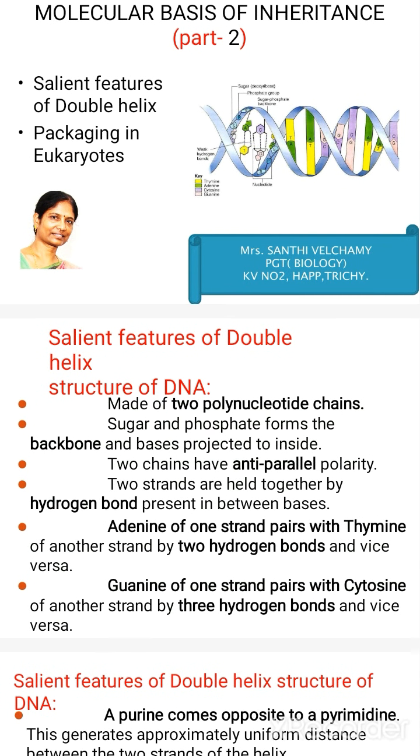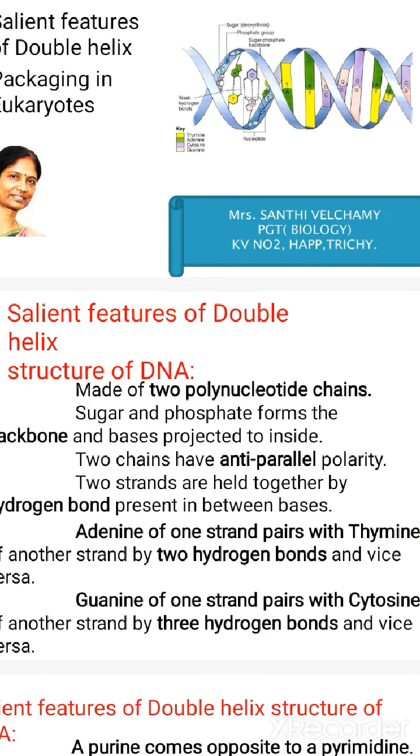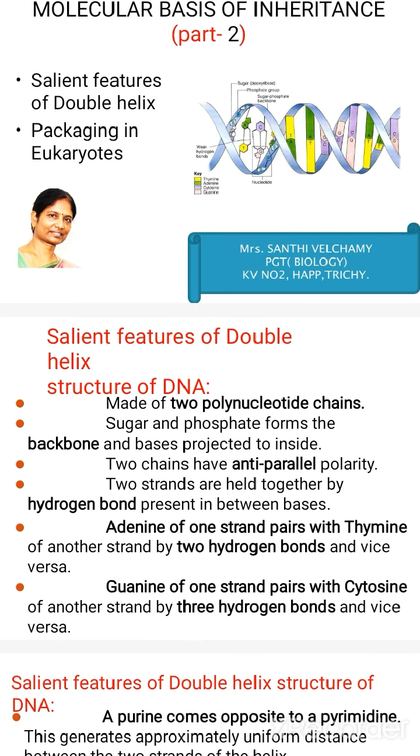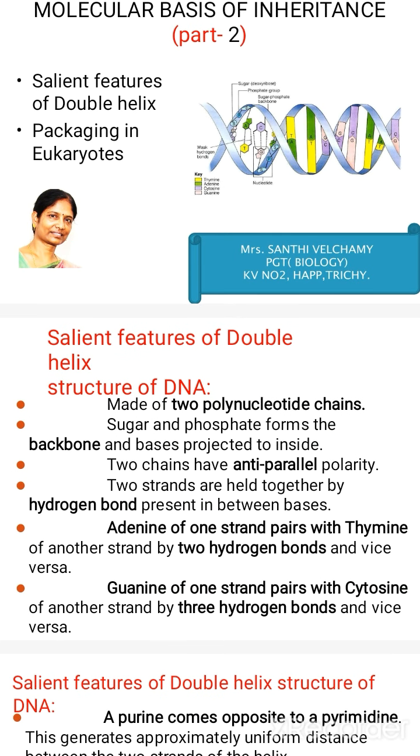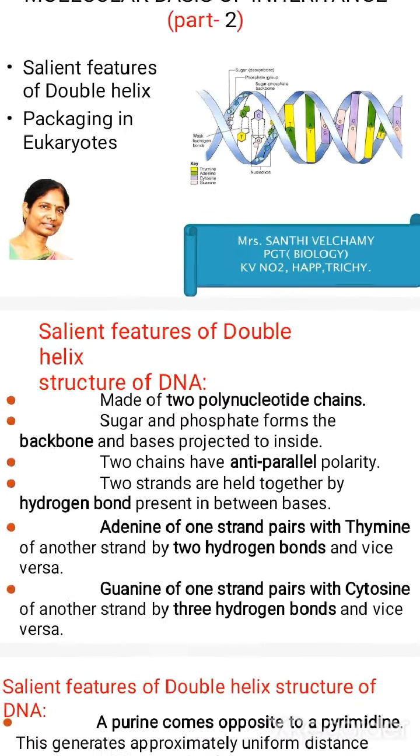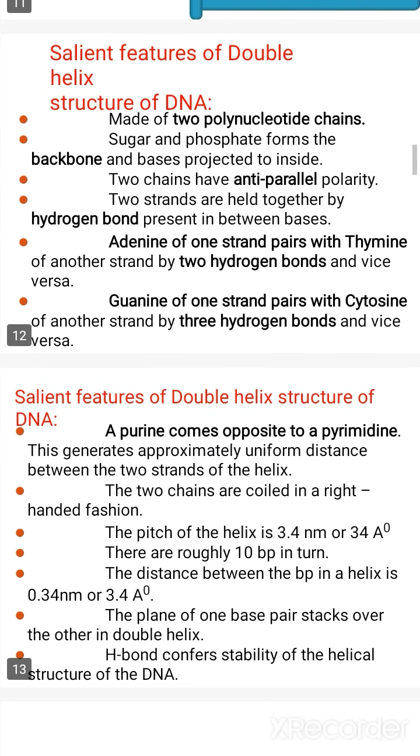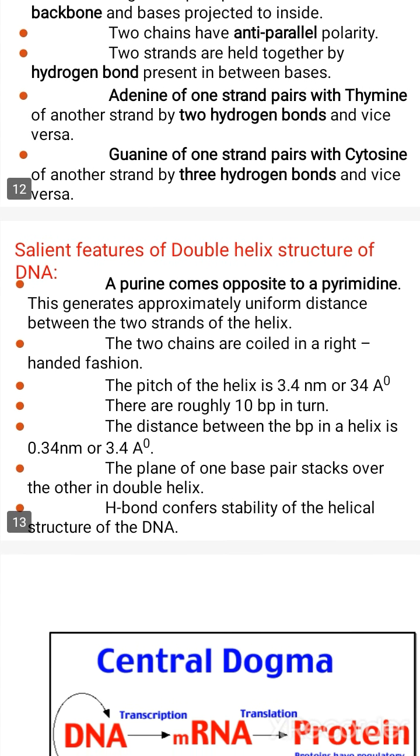Now these two strands are held together by hydrogen bonds between the bases. Adenine pairs with thymine, and guanine pairs with cytosine. Between adenine and thymine, two hydrogen bonds are there, and between guanine and cytosine, three hydrogen bonds are there. Now let us see the main features of the double helical structure of DNA.